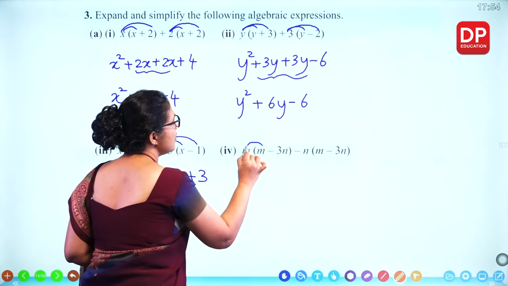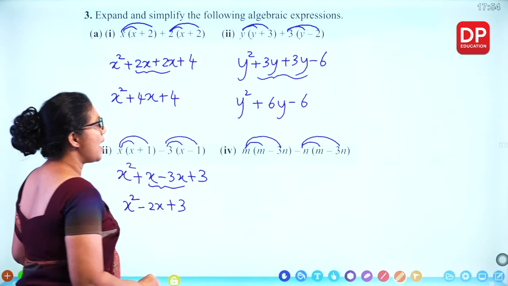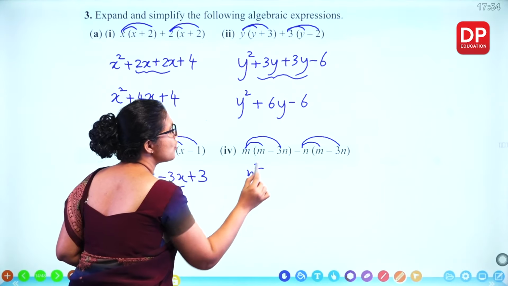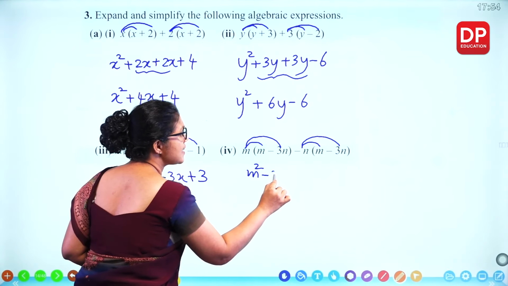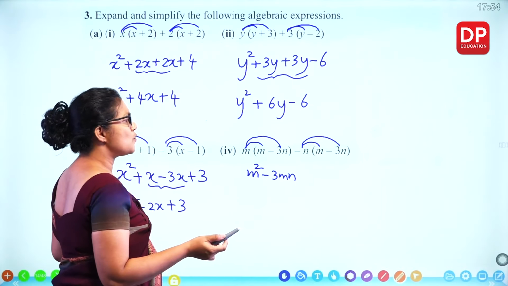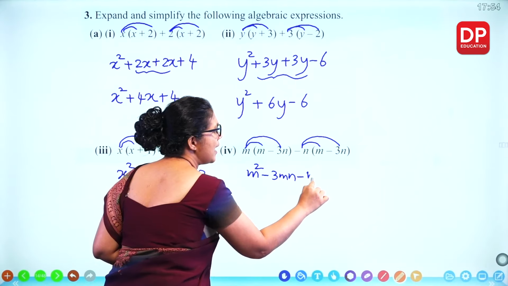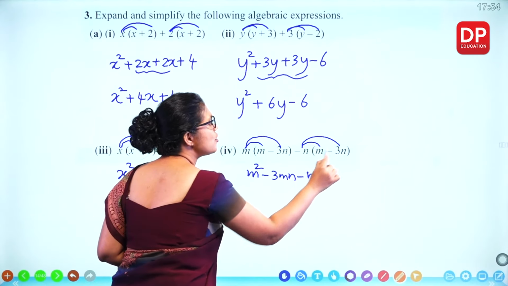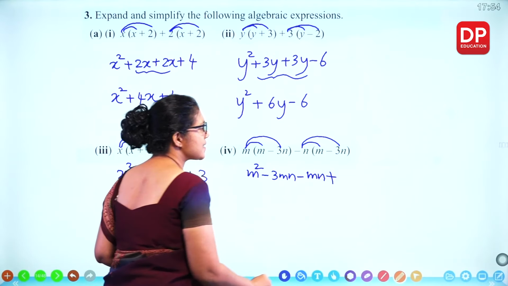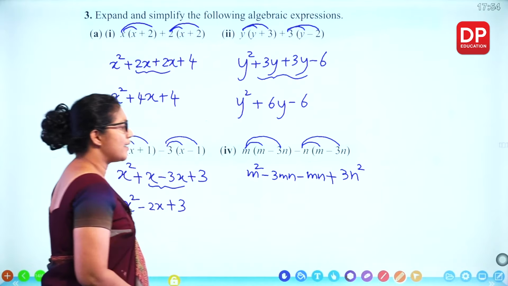This one, again multiply and expand brackets. M into m becomes m squared. M into minus 3n becomes minus 3mn. You can write it as nm as well, but you can write mn. N into minus 3n. So minus minus becomes plus, so you get 3n squared.